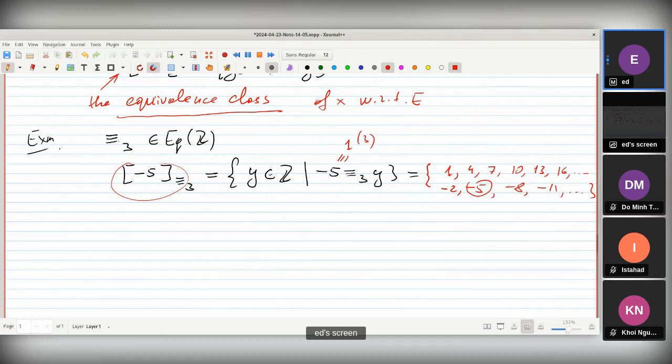For equivalence classes, we have the following important theorem. Lemma 3.